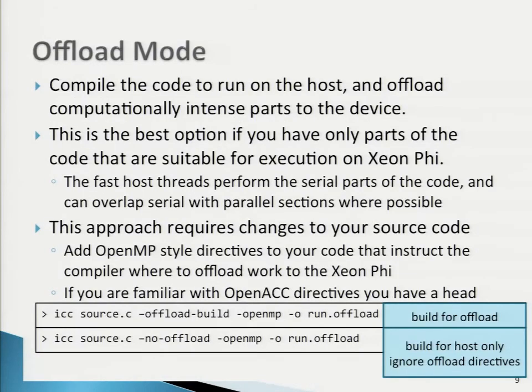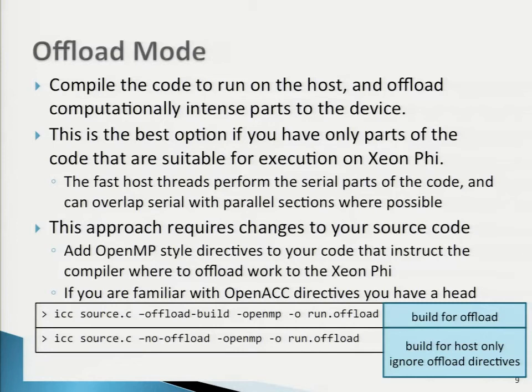And the final mode is offload mode, and this is the one that's most similar to programming for the GPU. To do that, you run the code on the Sandy Bridge, and then you offload the parts of the code that are well suited to execution on the device. This is the best option if you've got a code that maybe has a lot of serial sections in it that aren't well suited to running on the device. So your fast host thread performs the serial parts, and you can also overlap the serial and parallel sections if that's possible with your algorithm.